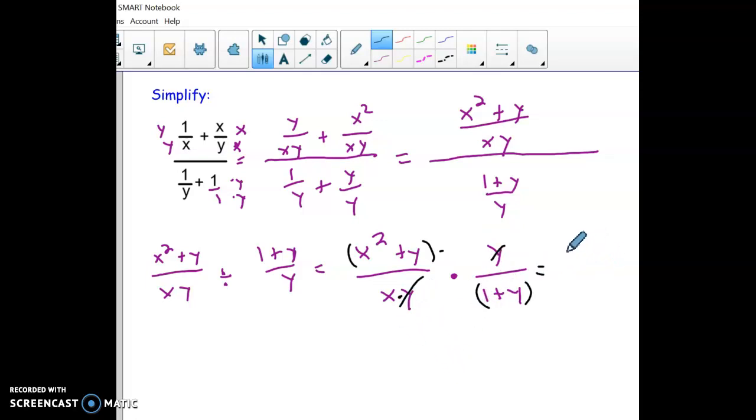So what we're left with up top is x squared plus y. And in the bottom, I have x times 1 plus y. And you can just leave it in factored form like that. And I think this is it. I don't think there's anything else that cancels. All right, so as weird as it seems, that's the final one. No more canceling. That's our cleaned up answer.